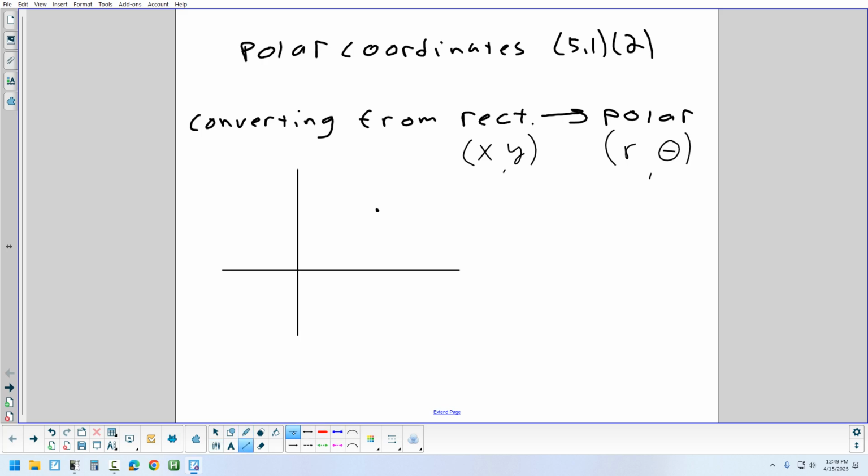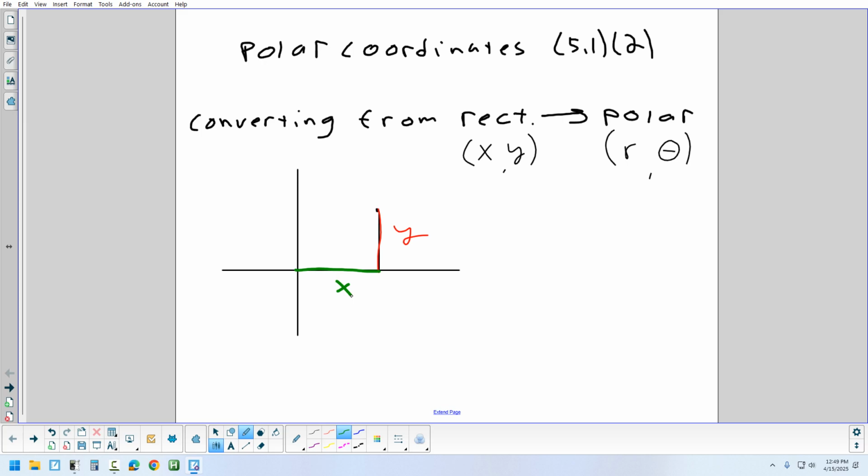So what I need to do is figure out how far up I go to get to this point, and how far up I go is going to be my Y. And then I need to figure how far to the right I go, and that's my X. Those are the two things that are going to be given.